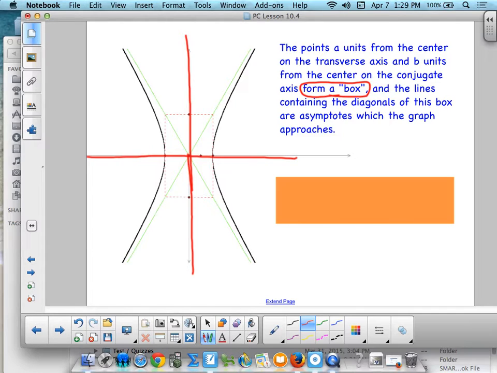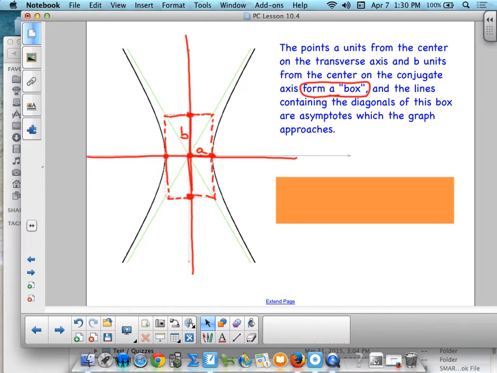A is the distance from the center to the vertex. So from the center to the vertex is A. From the center up the conjugate is B. So I get this point, this point, this point, and down here. Now there's a box being formed. Up B, down B, that would be from there to there. This would be A, there's a B, there's a B, and there's an A, and there's an A. There's the box that is formed by the A and the B.